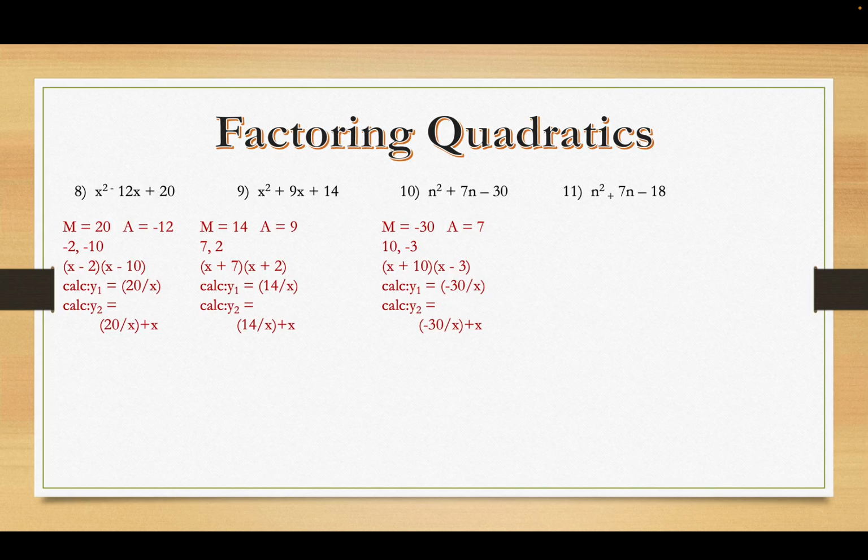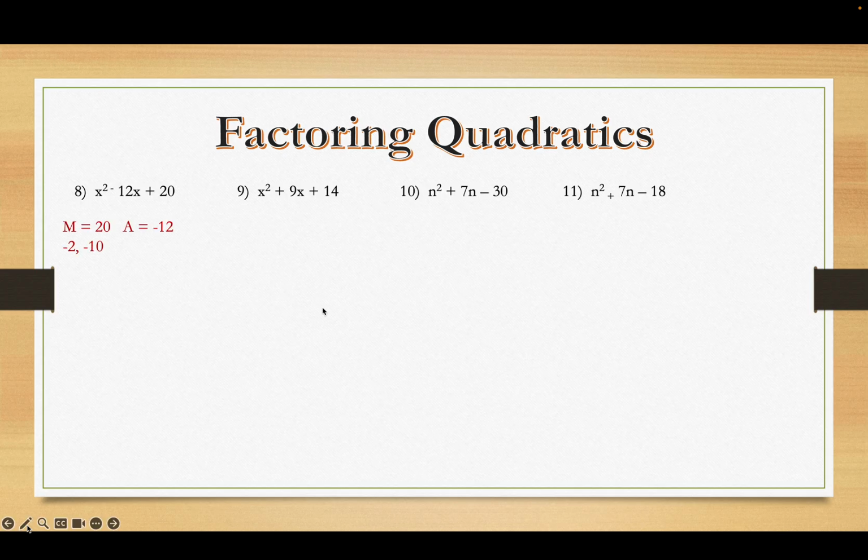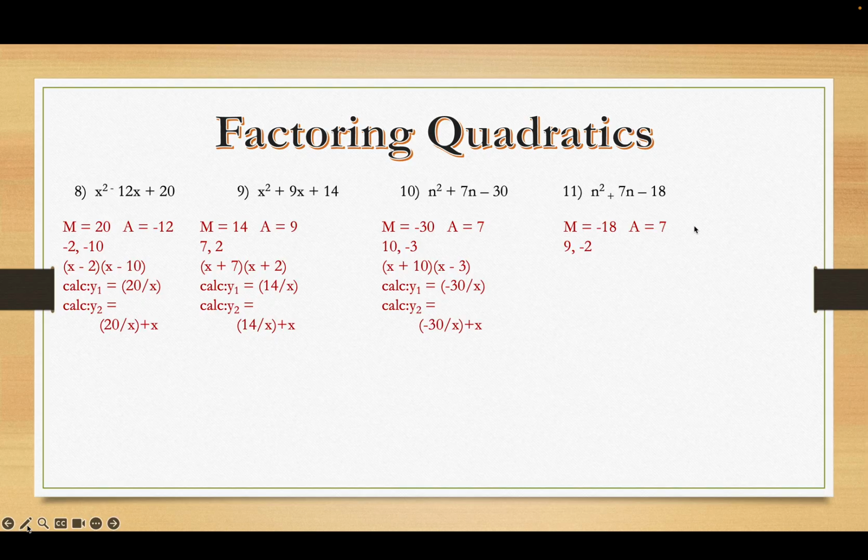All right. For number 11, I have to multiply out to negative 18, add up to 7. Oh, that should say positive 7, not negative 7, which makes us get positive 9 and negative 2. So let me just correct that. File, save, and then we'll go back to the current slide. I'll go through these very quickly. Now, what two numbers multiply out to negative 18 and add up to positive 7? Positive 9, negative 2, which means your factors are x plus 9 and x minus 2.